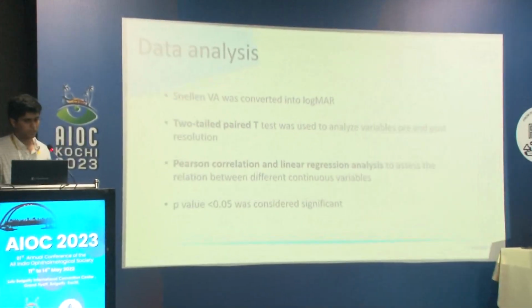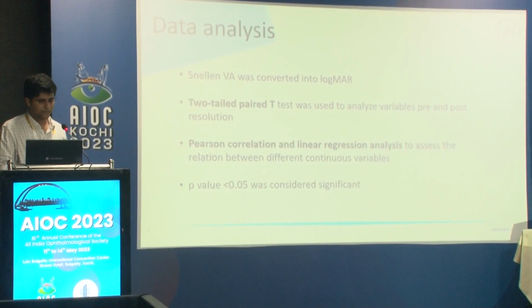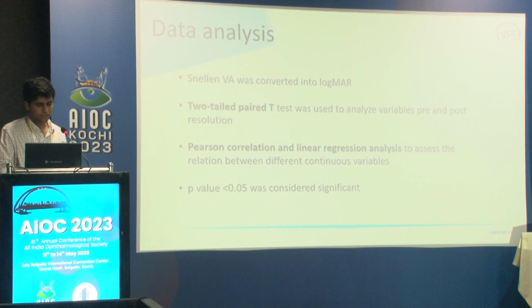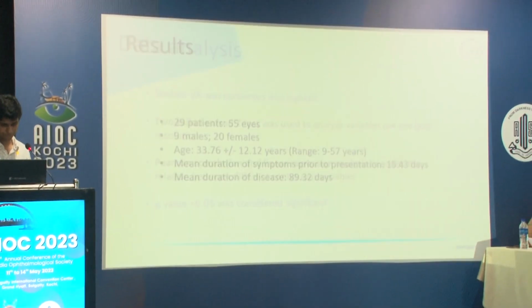For data analysis, we converted the Snellen visual acuity into logMAR, and a two-tailed paired t-test was used to analyze the variables pre and post treatment. And the Pearson correlation and linear regression analysis were used to assess the relation between the various continuous variables, and a p-value of less than 0.05 was considered significant.